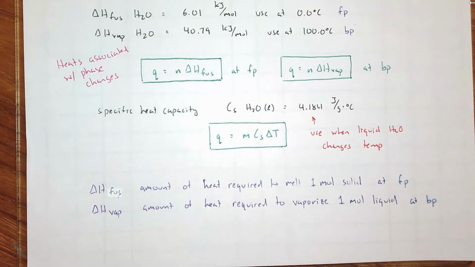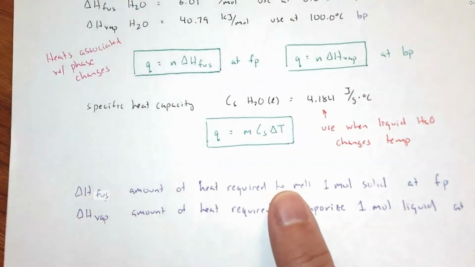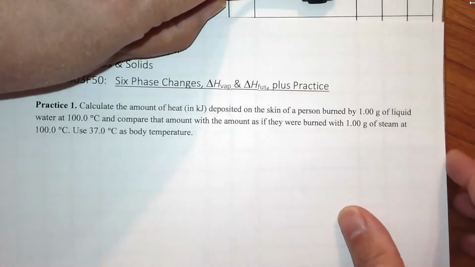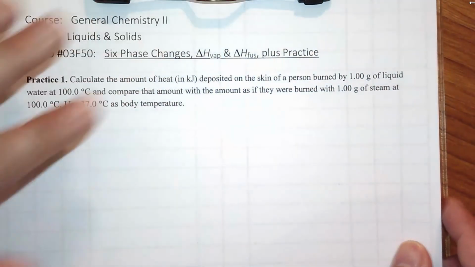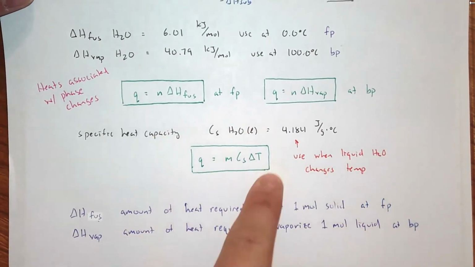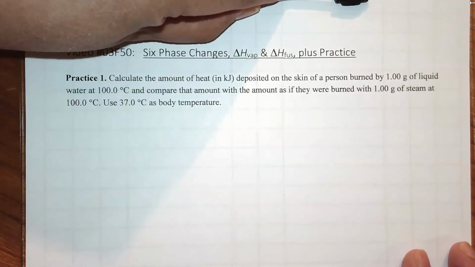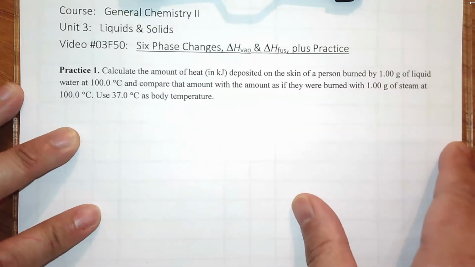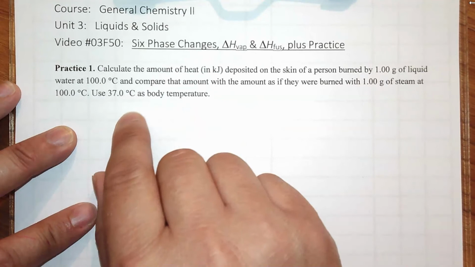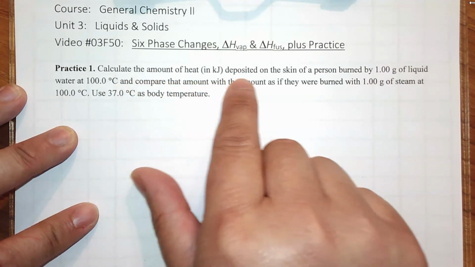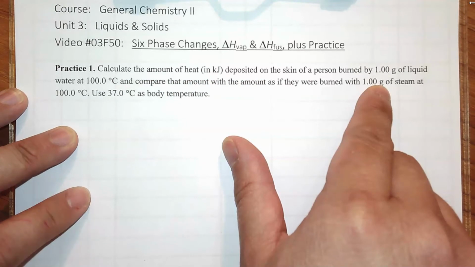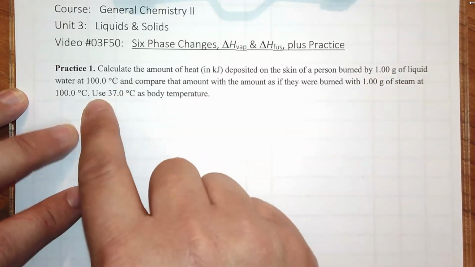Okay. So I'm going to do one problem with you, and then for the second problem, I'll show you how I did it. I pre-did it already. The first problem, if you feel like you understand this, and you do have your cheat sheet and your numbers, why don't you give this a shot before you see how I solve for it? Calculate the amount of heat in kilojoules deposited on the skin of a person burned by 1 gram of liquid water at 100 degrees Celsius.